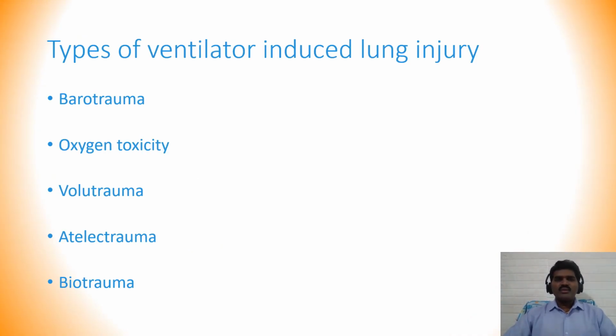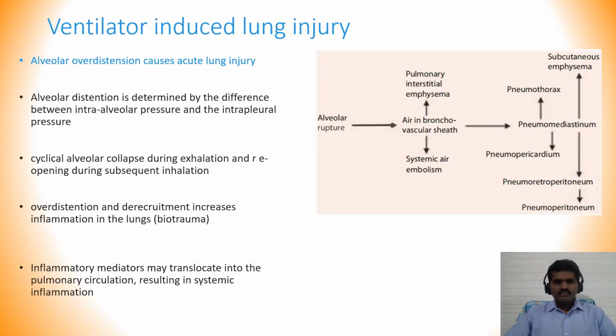The types of ventilator-induced lung injury include barotrauma, oxygen toxicity, volutrauma, atelectrauma, and biotrauma. Let's discuss them one by one.